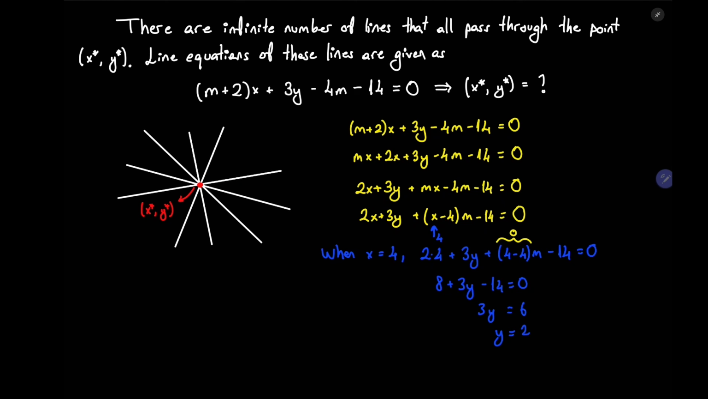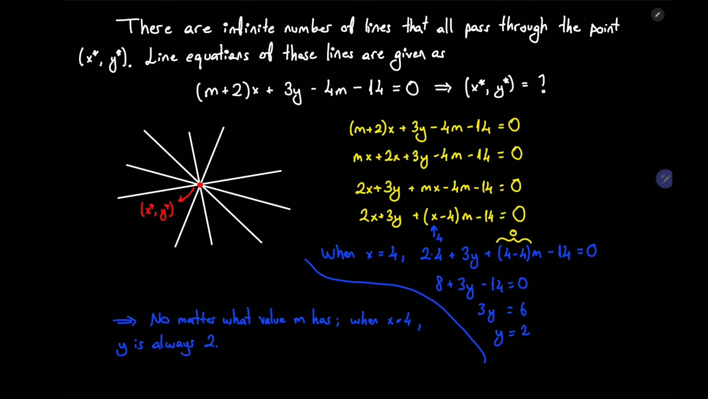So from here, we can say that no matter what value m has, when x equals 4, y is always 2. Therefore, we found the intersection point. It is x star comma y star equals 4 comma 2.